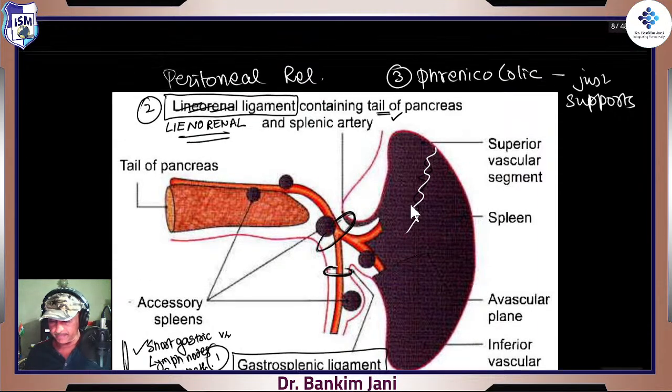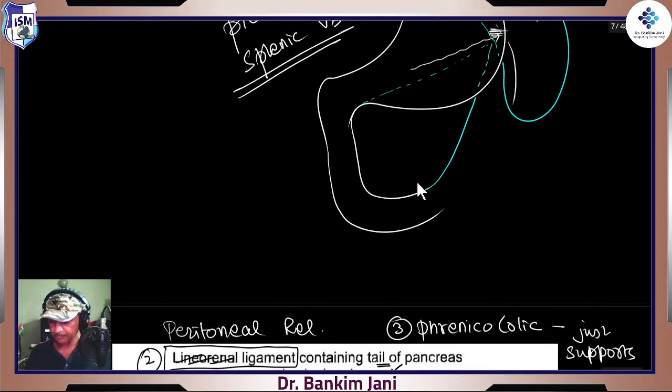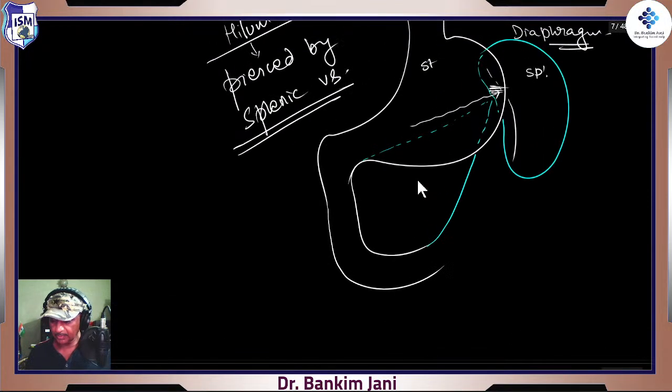Okay. So that's the spleen, right? This one is the spleen, and the spleen is associated with those ligaments. And in these ligaments, there are two. One is the gastrosplenic and second is the linorenal. Now, linorenal is between the kidney and the spleen, and its content is the tail of pancreas. So that is the tail of pancreas, right?